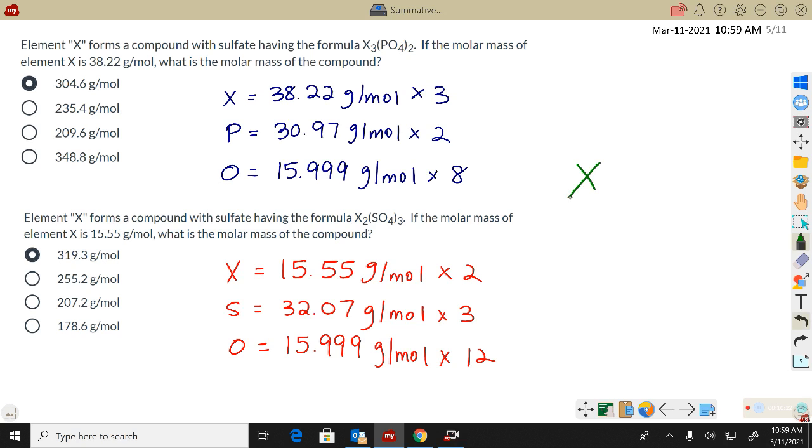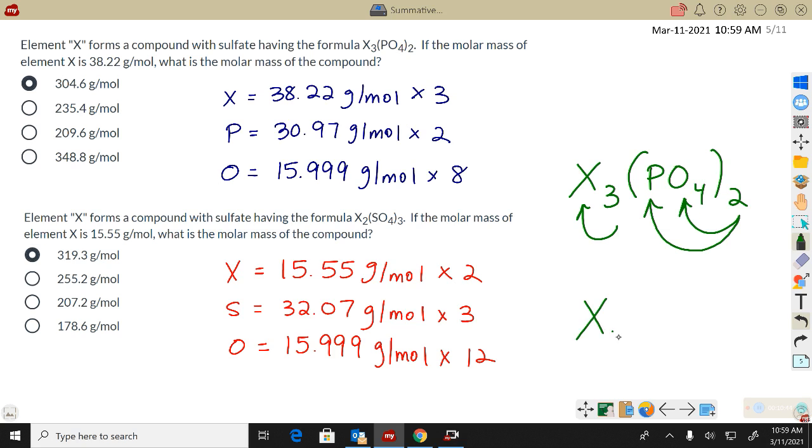So if I have this X3(PO4)2, there's 3 times element X, there's 2 phosphorus, and there's 8 oxygen. Then I just added it all up. And same thing with the second example. Now I've got X sulfate. The formula is just a little different. X2(SO4)3. So there's 2 times the mass of element X, 3 times the sulfur, and 12 times the oxygen. Add them all up, and I got the molar mass.